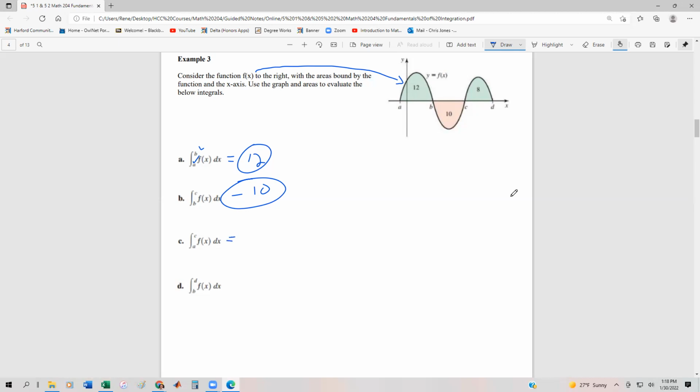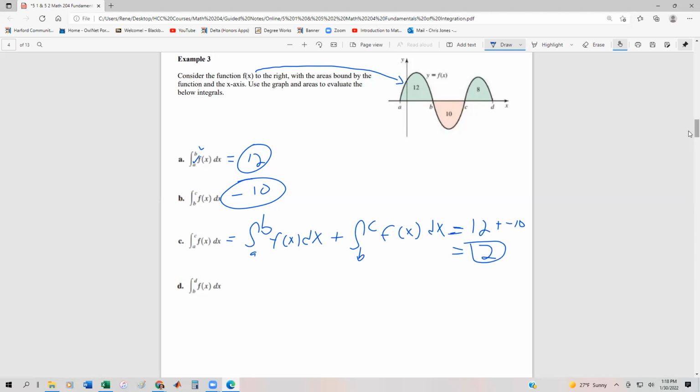All right, so really it goes back to that rule where you can partition and break up your integrals. So this is going to be the integral from A to B of f of x dx plus the integral from B to C of f of x dx, which is going to be 12 plus -10, otherwise known as 2. All right, so nice and easy for us there.